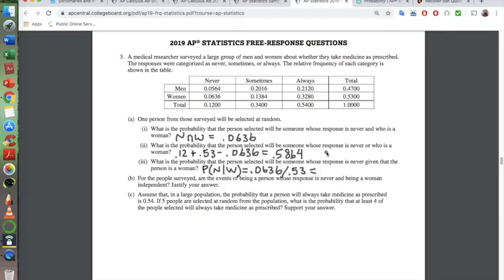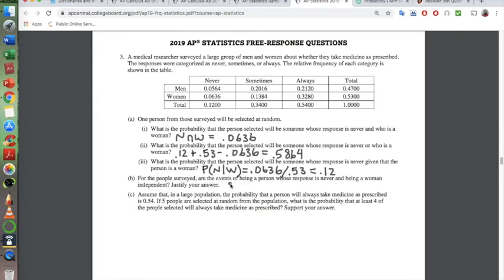0.53 of respondents are female, so again, calculator, 0.0636 divided by 0.53, that is 0.12. So that is the probability that a person chose never given that they're a woman. So 12% of women chose never, or never take their medicine as prescribed.